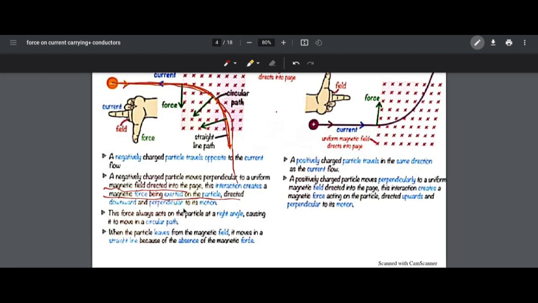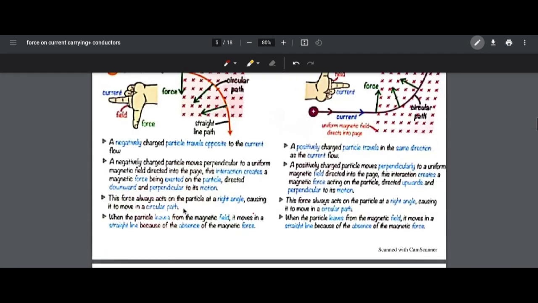ठीक है, ये इलेक्ट्रॉन के बारे में था. अब पॉजिटिवली चार्ज पार्टिकल्स ट्रैवल्स इन द सेम डायरेक्शन एज द करंट फ्लो. जैसे करंट फ्लो ये नेगेटिव का बता रहे थे, ये पॉजिटिव का बता रहे हैं. अब पॉजिटिव में बिल्कुल ऐसे ट्रैवल करके एंड द पॉजिटिवली चार्ज पार्टिकल्स मूव्स परपेंडिकुलर टू अ यूनिफॉर्म मैग्नेटिक फील्ड डायरेक्टेड इनटू द पेज, एंड दिस इंट्रैक्शन क्रिएट्स अ मैग्नेटिक फोर्स एक्टिंग ऑन द पार्टिकल डायरेक्टेड अपवर्ड एट परपेंडिकुलर टू इट्स मोशन. वो डाउन आता है और वो अपवर्ड चला जाता है.